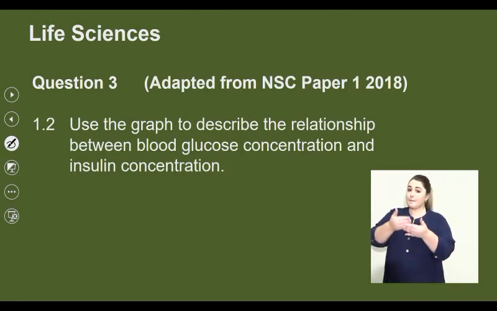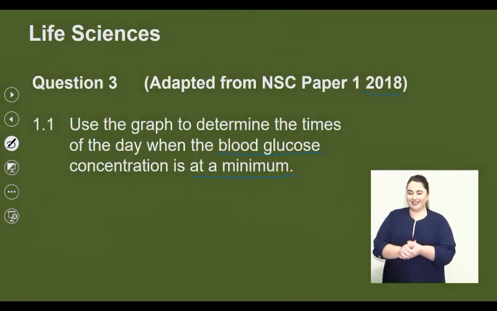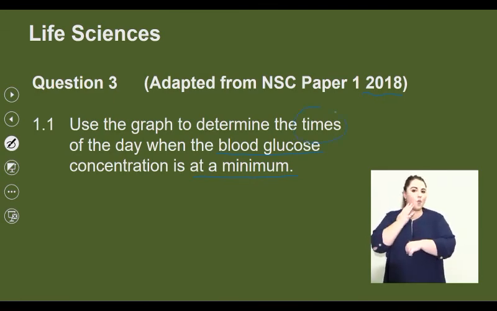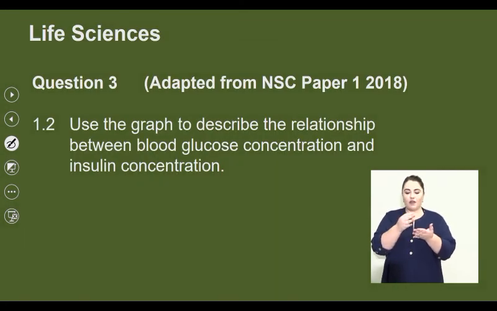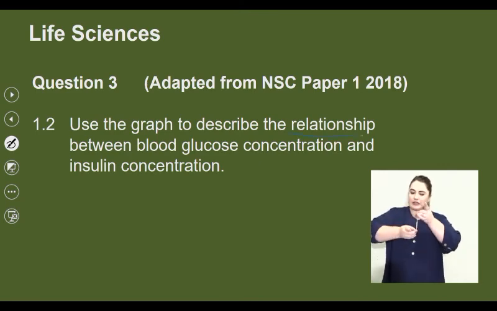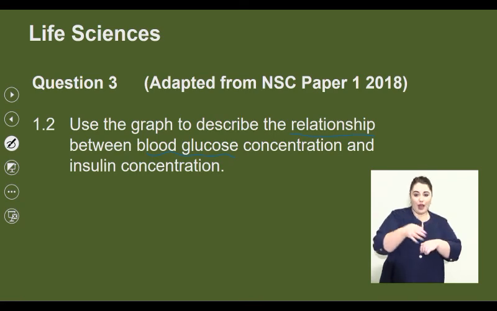It was the previous question here. This question on the times of the day. We spotted them on the graph and you're ready to write them down. So if you go to the next graph or the next question, use the graph to describe the relationship between blood glucose and the concentration of insulin.